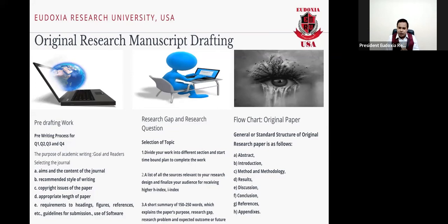So first, we need to understand the purpose of academic writing, that is, goal and readers. Goal is why you are preparing this paper, and who will be your reader. If you have no reader, then your paper will not be accepted by a good journal. It is really challenging to have a number of audience for your paper so that you can have a good index for your paper.